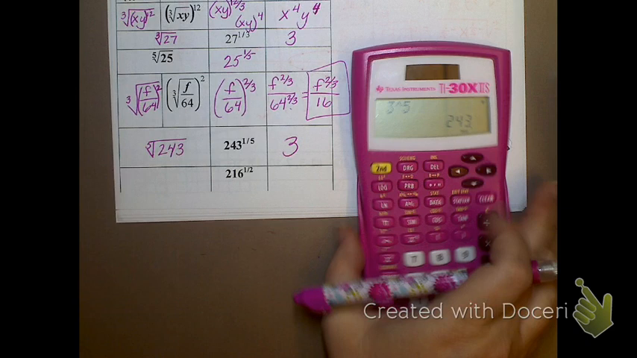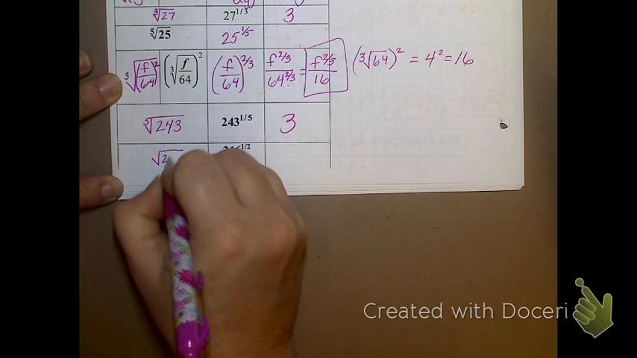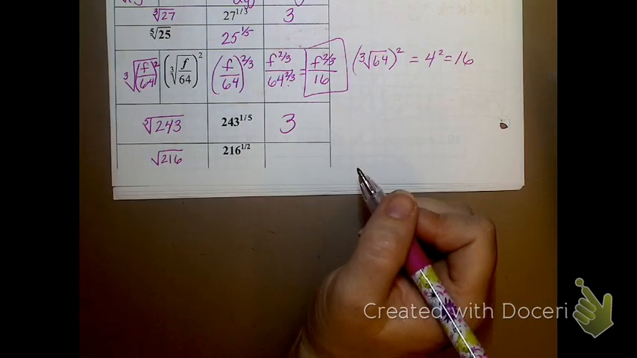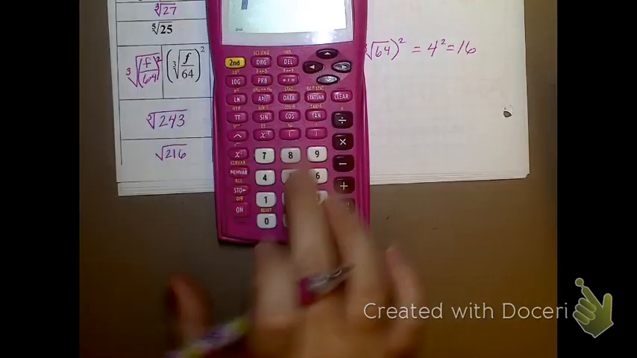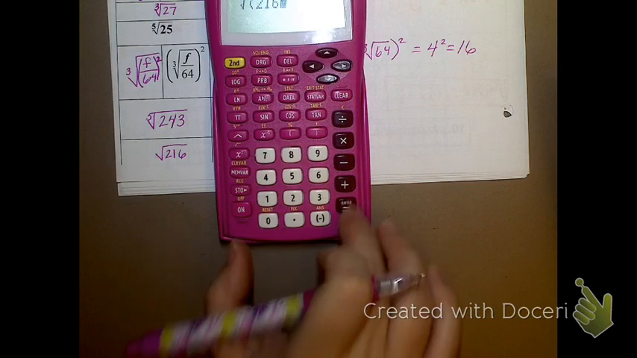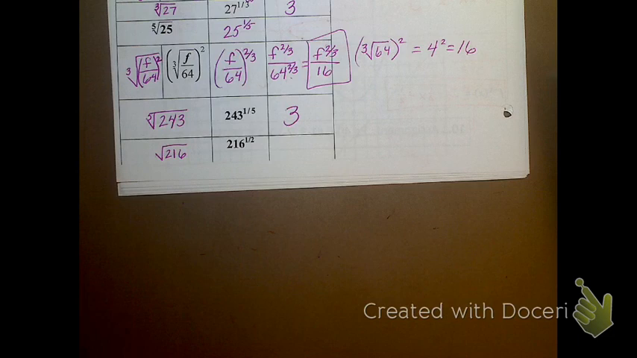Okay. All right, 216. What is the index? 2. Do I need to write it? No, you don't write an index of 2. What's the exponent? 1. Do I write it? No, because you don't need to write an exponent of 1. Is the square root of 216 a nice number? Yes. No. Let's check. Nope, not a nice number. But it can be simplified.